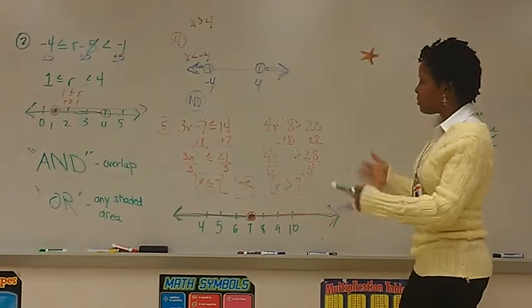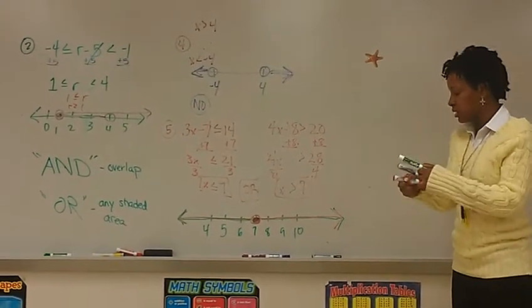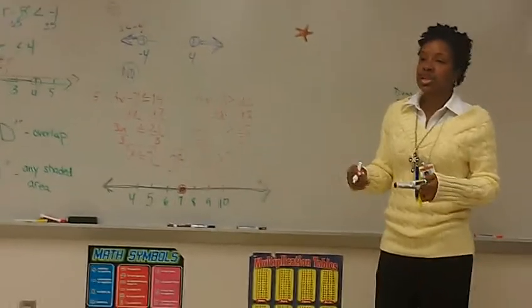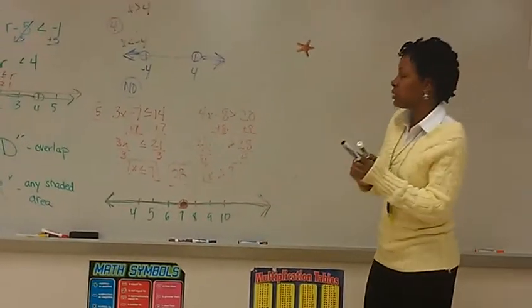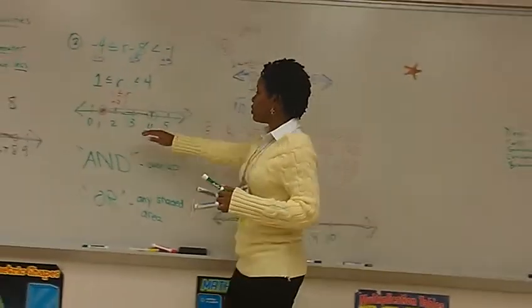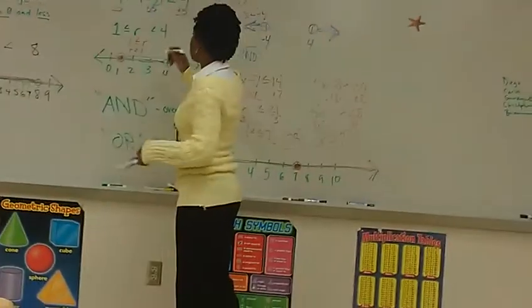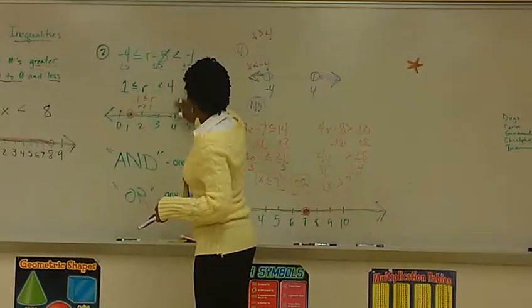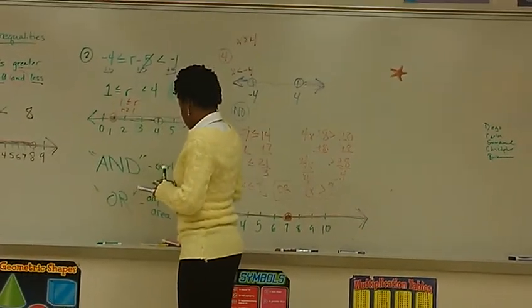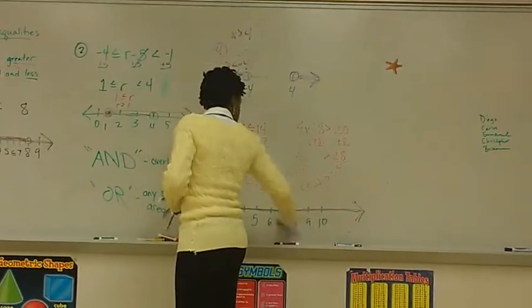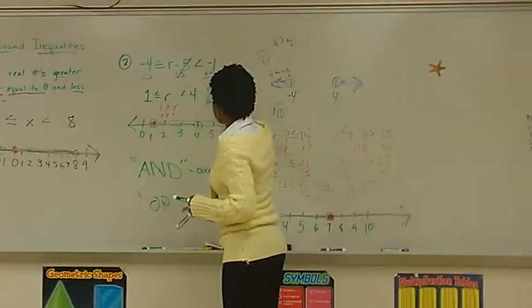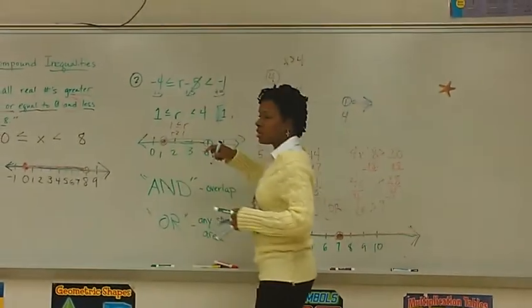Alright, so they want you to write this. It's kind of a step farther to me, but your book says do it. They want you to write this in interval notation. Let me do it with an easier one so you can see what that means. Interval notation for this question means my graph starts at, it starts at 1 and it ends at what?